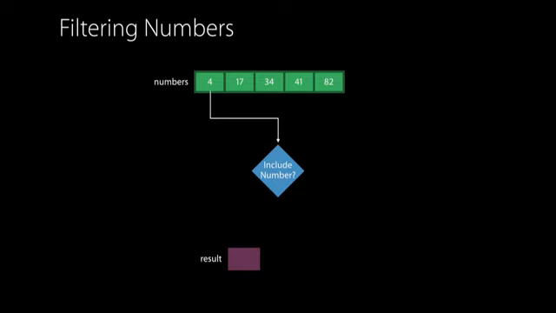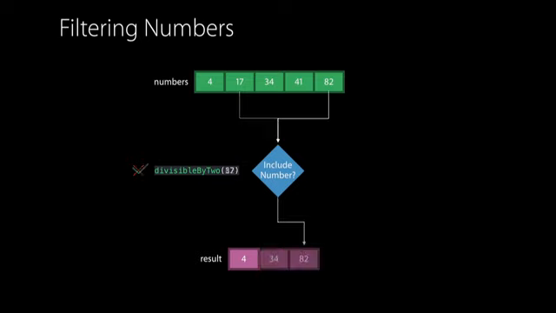For example, if you wanted an array that's been filtered to contain only the even numbers here, you could test whether each number is divisible by 2. In this case, of course, 4 is even, so it's included in the result array. If a number isn't even, such as 17, the filtering function just moves on to the next number to test, and so on through the rest of the array. Now let's look at writing this function in code.